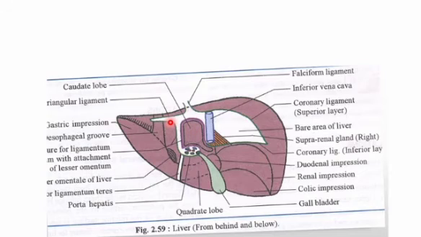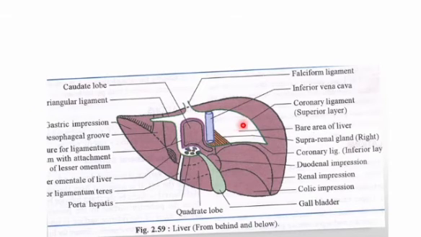And coming into the fissure for the ligamentum venosum. So this is the fissure for the ligamentum venosum. And next one, you can see this is the groove for the esophagus. Groove for the esophagus. So once again I repeat the structures from right side to the left side.